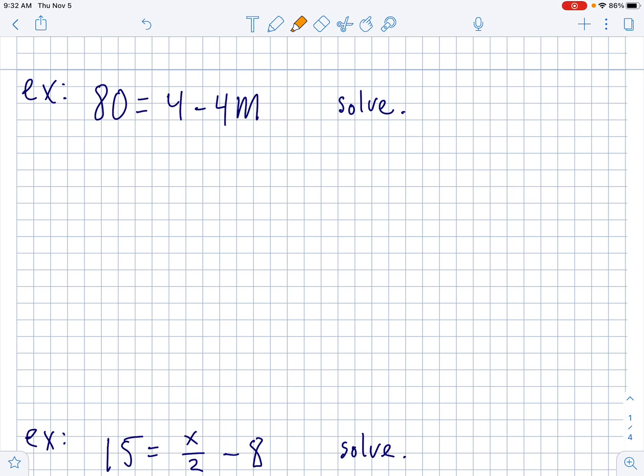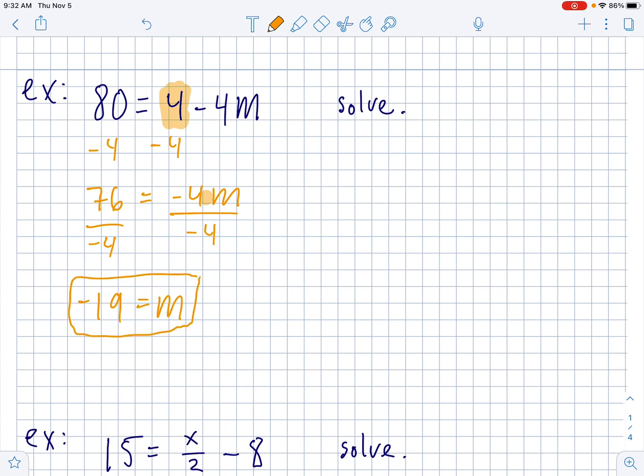So the first thing, a lot of people will see this times 4 and think that they need to divide by 4, which I guess with this problem you could. But instead of doing that, I'm actually going to take care of this plus 4 right here. And the way you would do that is you would subtract 4 from both sides and get 76 is equal to negative 4m. Then to undo the multiplication between the 4 and the m right here, you would divide both sides by negative 4. And then 76 divided by negative 4 is, of course, negative 19. And then m is by itself. It's solved. You're done.